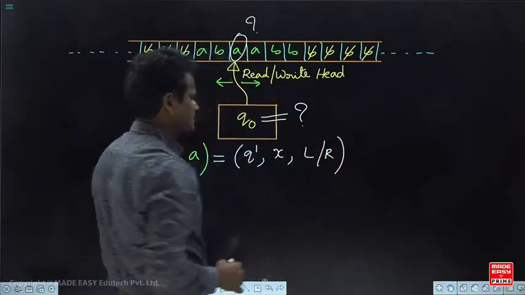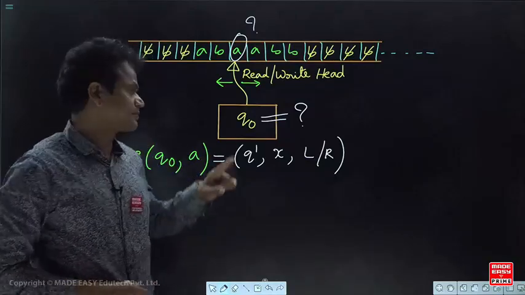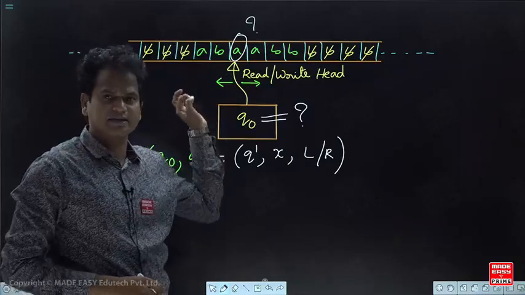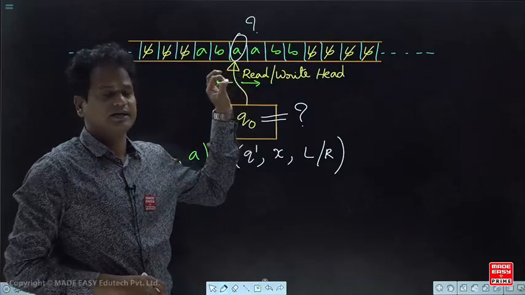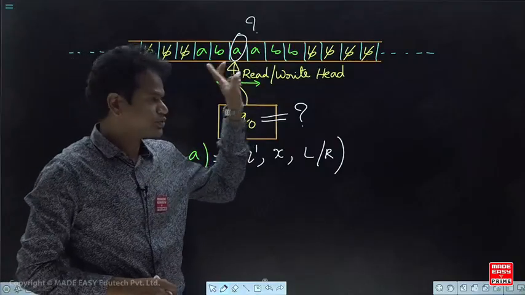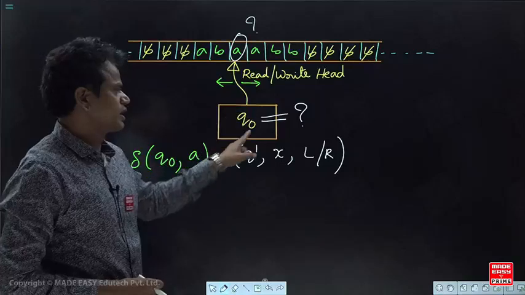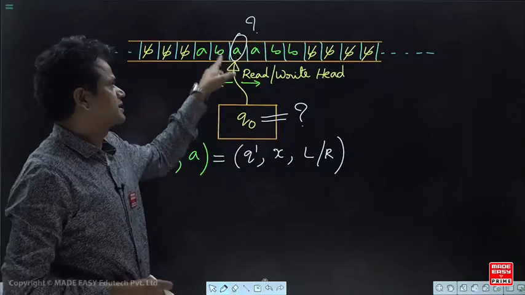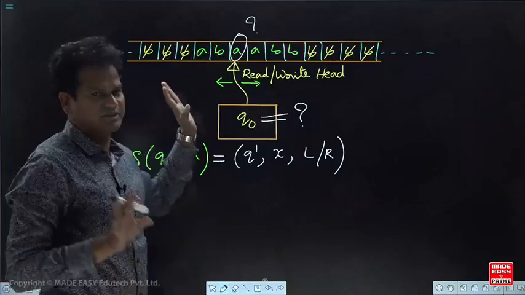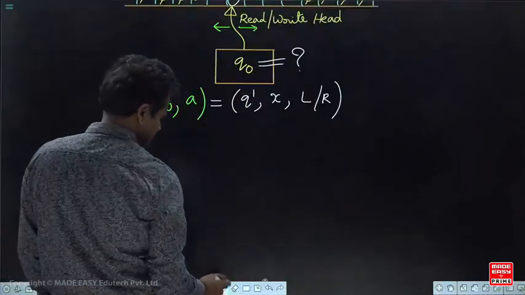So in each transition, first of all, it takes the present state and the symbol in the cell under the read or write head to give the following. It gives the next state, the symbol to which this symbol is to be replaced, and the direction. Okay?